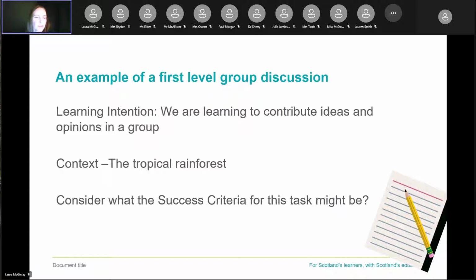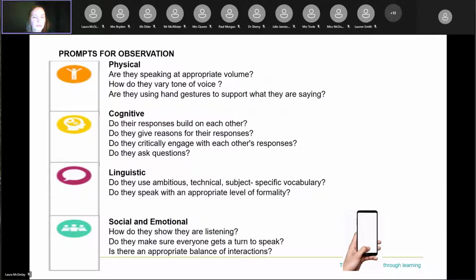And then we're going to move on to the next slide, which helps us to think about some prompts for observation. So we are going to share a short film of a discussion around the rainforest, and we'd like you to take a photograph of this slide so that you have it whilst you're watching the film. And this will help you in your observation of learning for this group. Consider some of these prompts across the 4 strands of the Oracy framework. And as you watch the film, you can be focusing on one of the individuals and thinking about what they're doing well and what their next steps might be.